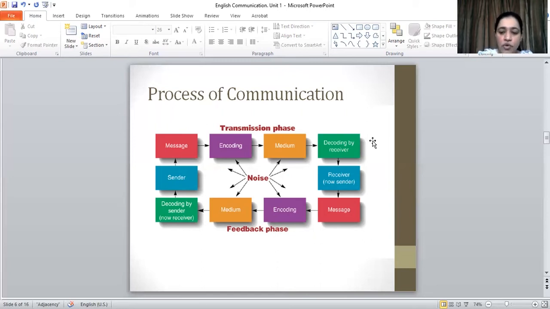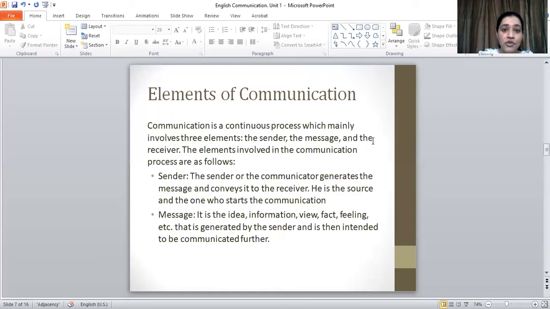Now, what do we mean by noise? Is noise only the literal meaning of noise? And the answer is no. Noise will refer to anything that can cause disturbances in this communication process. It could be actual noise, it could be metaphysical noise, or it could just be confusion in the brains, either of the sender or of the receiver. Now, let's take a look at this process in a little bit more detail.